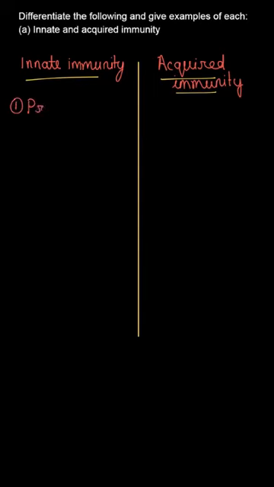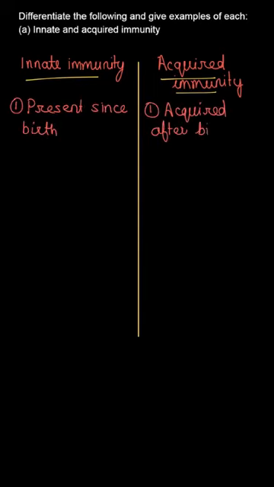Hello. So the question is asking what's the difference between innate immunity and acquired immunity. Okay. So let's see one by one. First, innate immunity is present since birth, whereas acquired immunity is acquired after birth. Innate immunity involves epithelial barriers, physiological barriers, and cellular barriers, which are present right from the point of birth. Whereas acquired immunity is acquired after exposure to a particular antigen. It's an adaptive type of immune response.